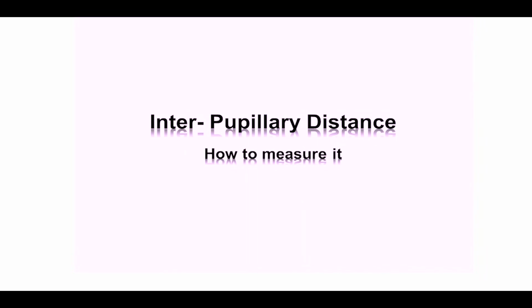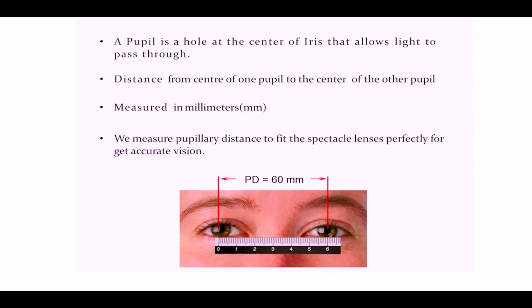Now let's discuss interpupillary distance and how to measure it. Before we talk about how to measure interpupillary distance, in short PD, let's talk about what a pupil is. Have you noticed a black spot in the center of the eye? That is called the pupil. The pupil is connected to the iris.